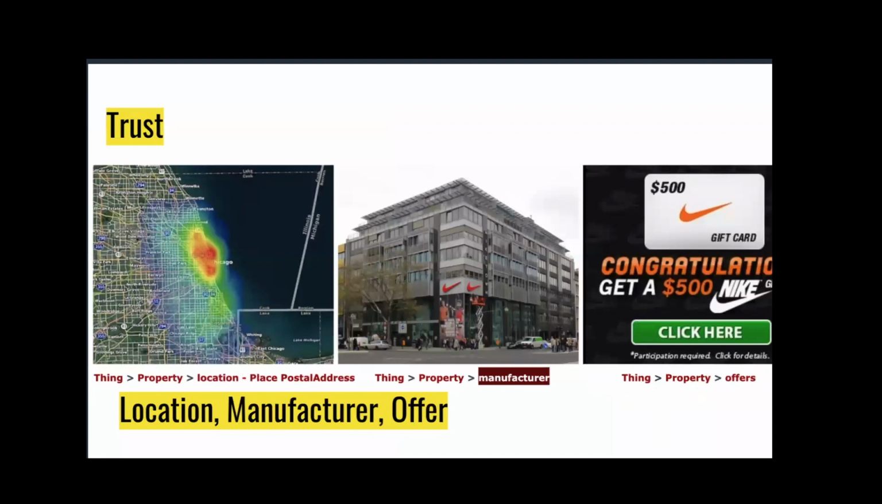And then we have a trust metric. We have our location, we have our favored manufacturers, and we have our offer. And it's distributed to the Netflix model, hyper-individualized.